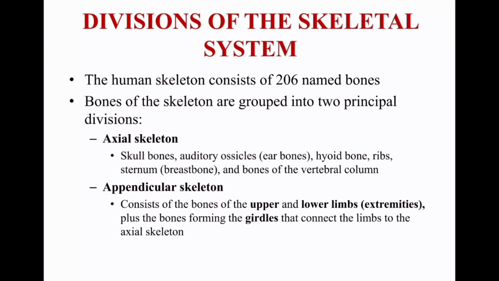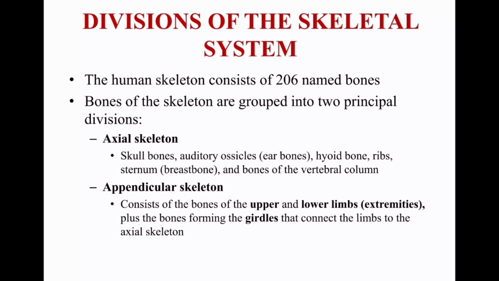The division of the skeletal system. The human skeleton consists of 206 named bones. The bones of the skeleton are grouped into two principal divisions. One is the axial skeleton, and the other one is the appendicular skeleton.